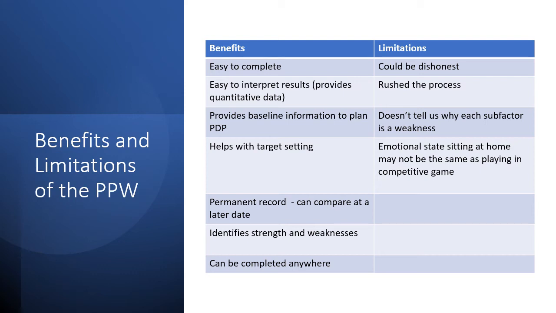emotional states. With the performance profiling wheel, it doesn't really tell us why a subfactor is a weakness. We can clearly see from the numbers that confidence is the weakness, but it doesn't tell me what I lack confidence in. Is it before my performance or is it during my performance? It doesn't really tell me that. Again, as I've said before as well, it's difficult to monitor emotions because emotions can go up and down on a day-to-day basis within and out with sport. So the emotional state sitting at home may not be the same as playing in a competitive game. So it could be different out with that context.